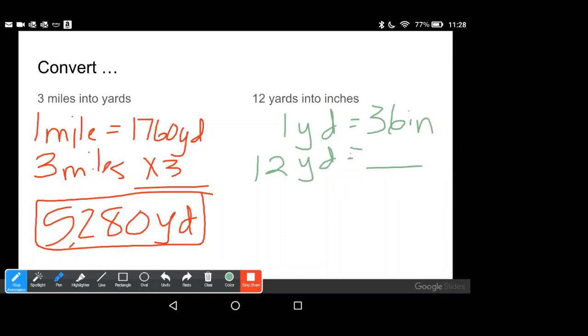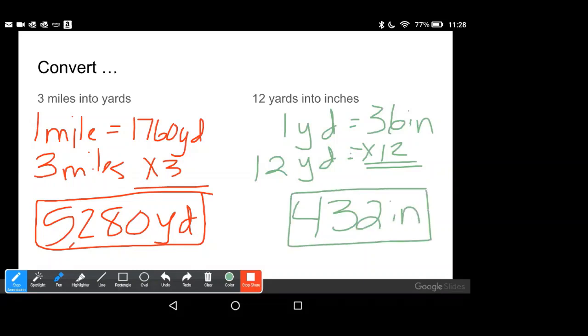So I would take 36 and I would multiply it by 12, because 1 yard has 36 inches, so 2 yards would have double that, 3 yards would have triple that, and so on, 12 times. So I would do 36 times 12, and I'm going to use my calculator. Like I said, you have permission. 36 times 12 is 432 inches. So there is my answer.